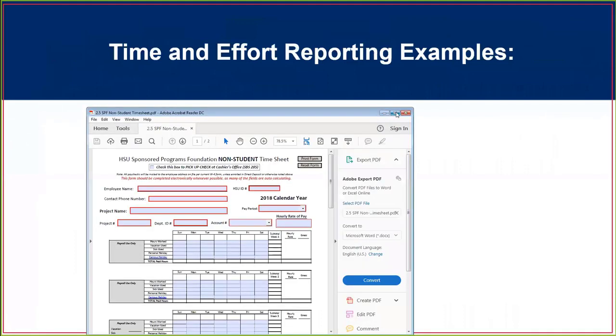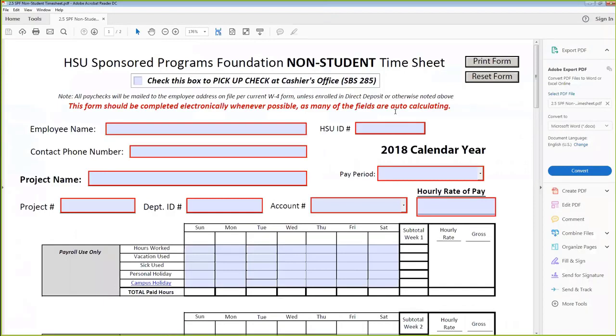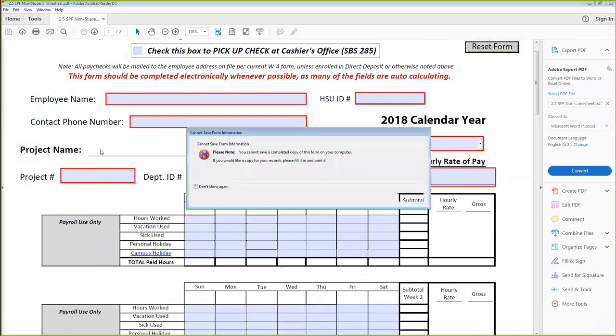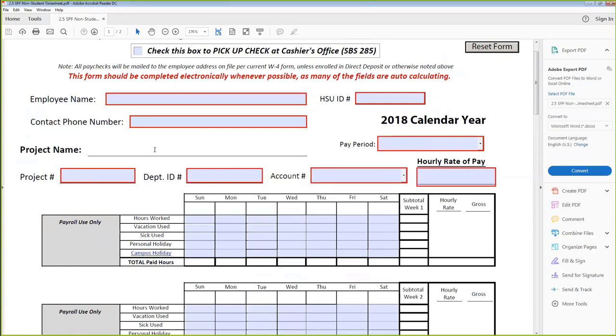So this would be a timesheet that HSU uses currently. This is an hourly employee, and this is the easiest example. You would put the employee's name here. This would be where the grant number would go in. So if it's SBA 2018, we have a certain fund number, F220, and that would be what represents SBA 2018.